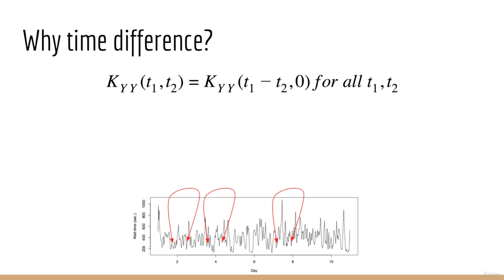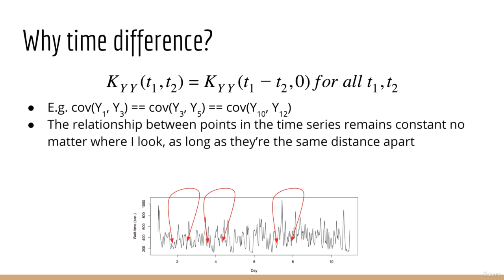So why does stationarity mean that the covariance can be written as just the time difference between t1 and t2? Well, the intuition is this. t1 minus t2 is just the distance between the two time points. That means, if I pick any two time points in the series, as long as this time difference is the same, the covariance between these two random variables is the same. For example, the covariance between time 1 and time 3 is the same as the covariance between time 3 and time 5, and that's the same as the covariance between time 10 and time 12. The distance between all of these is 2. In other words, the relationship between each value in the time series remains constant over time.